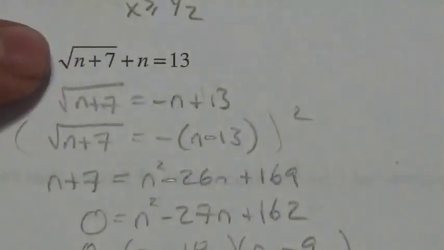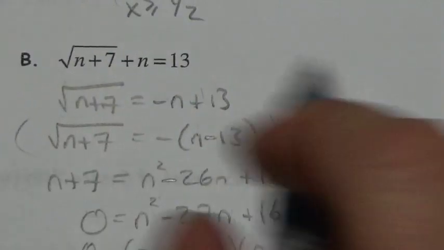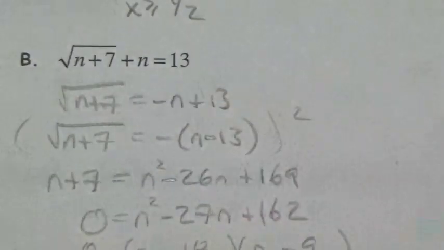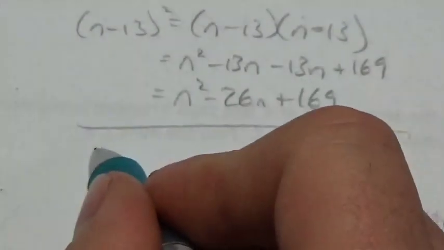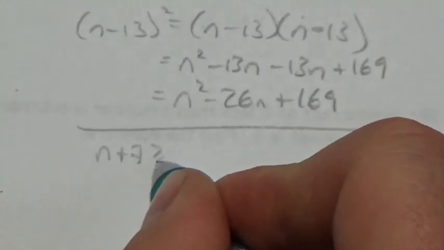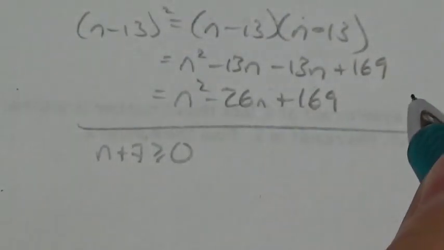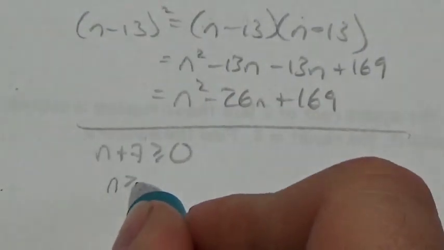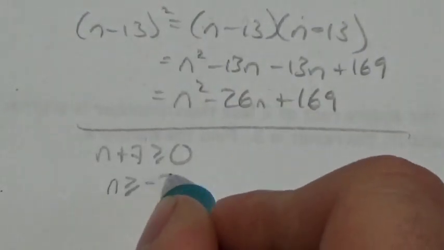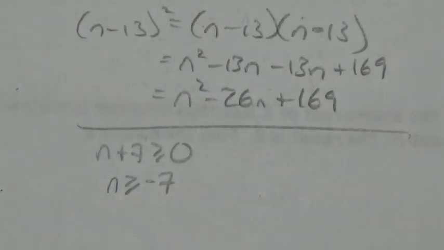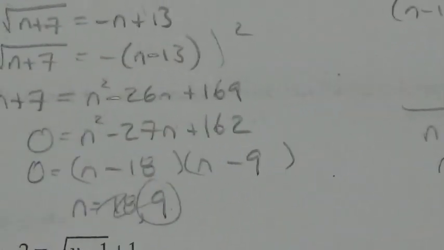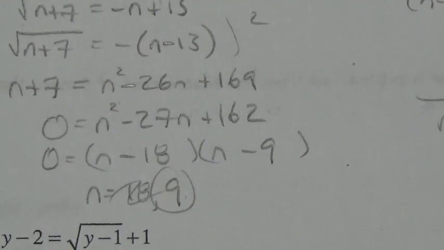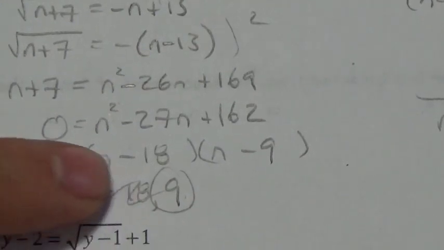If I look at the restrictions on the variable here, let's take a quick look at that. So notice that under the radical here is this n plus 7. Maybe we'll draw a line here. I know that the n plus 7 has to be greater than or equal to 0. Whatever you're taking the square root of must be non-negative. And if I bring that 7 over, I get that n in this case must be greater than or equal to negative 7. Well, both my 18 and my 9 are bigger than negative 7, so why didn't they both work? Why does it only work with 9?